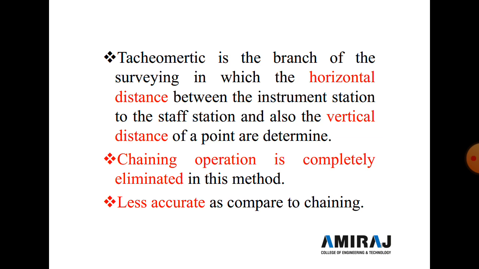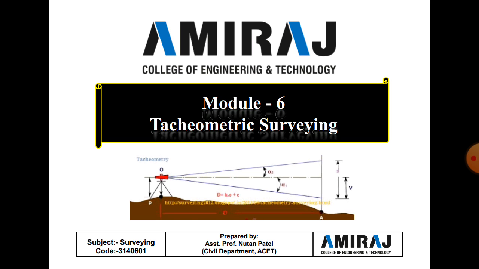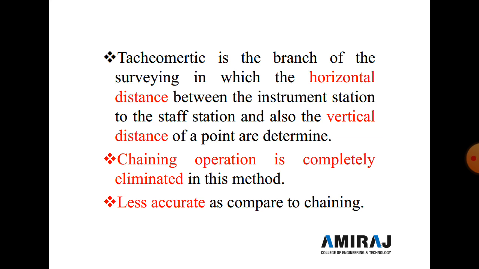So here tacheometry is the branch of surveying in which the horizontal distance between the instrument station and staff station and also the vertical distance of points are determined. As you exactly see in the first slide figure, we find out the horizontal distance d, and also the vertical distance of any object. This is known as tacheometry surveying.